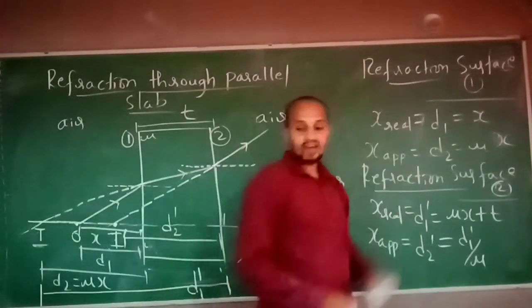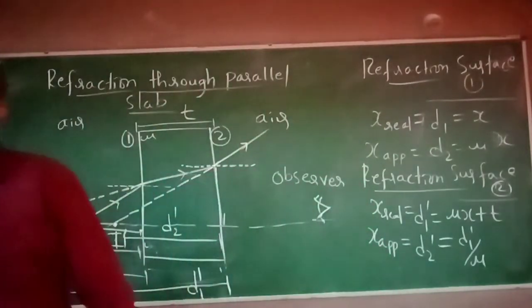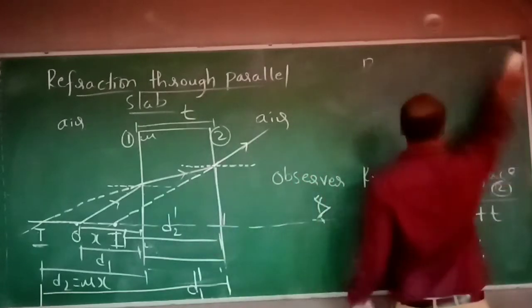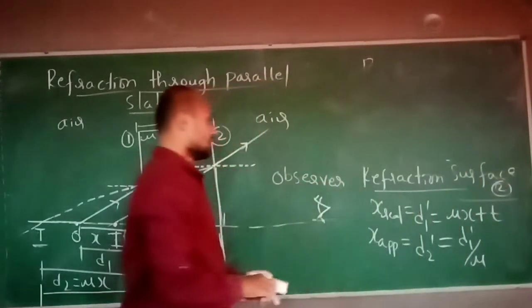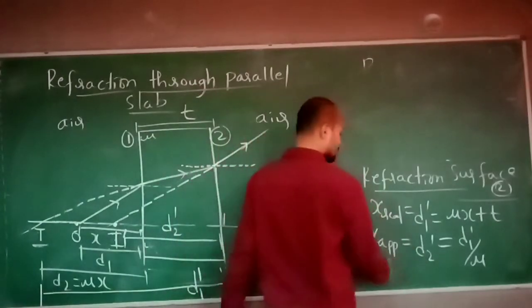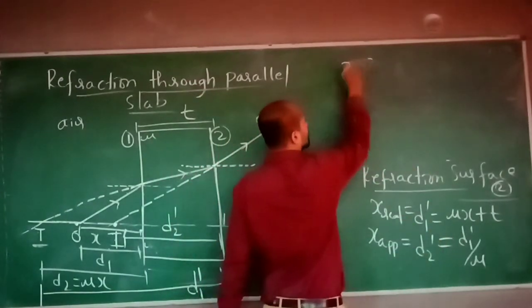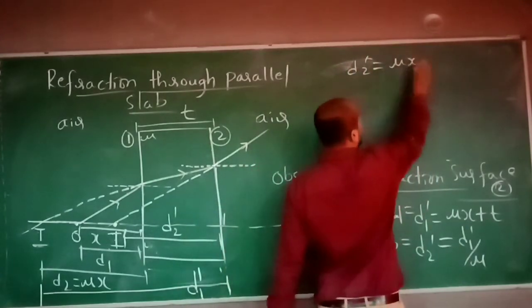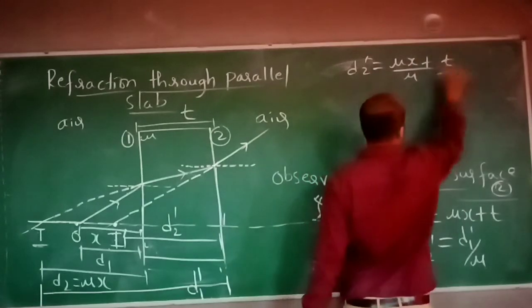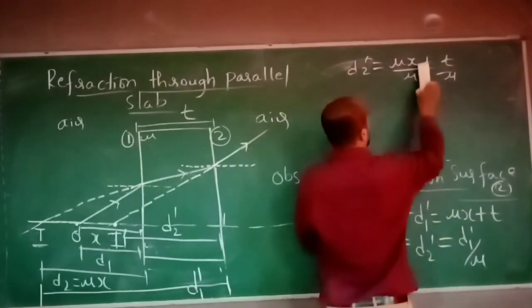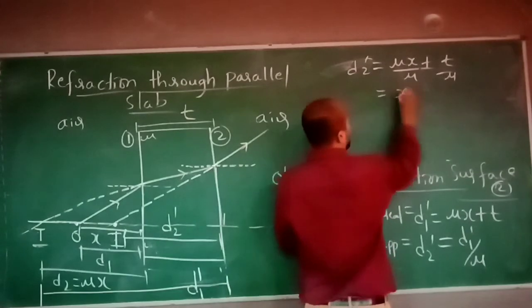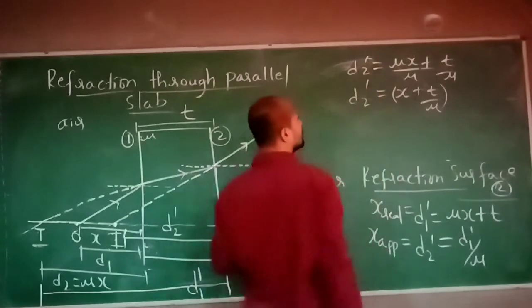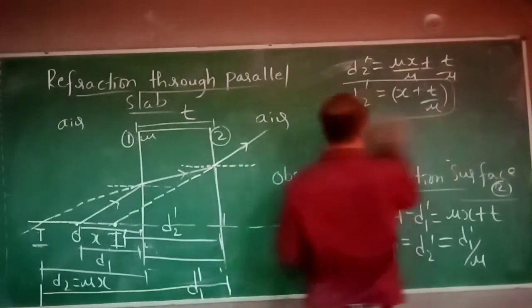So I can write x apparent here. I am going to rub this. Here x apparent, or d2 dash, will be equal to mu x by mu plus t by mu. This will be the case. Correct now? Or this will become x plus t by mu. This is the value of d2 dash.